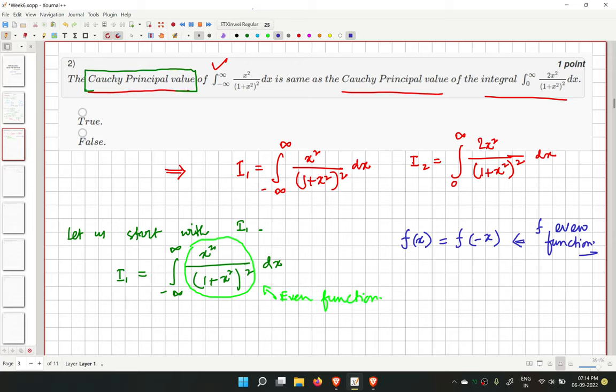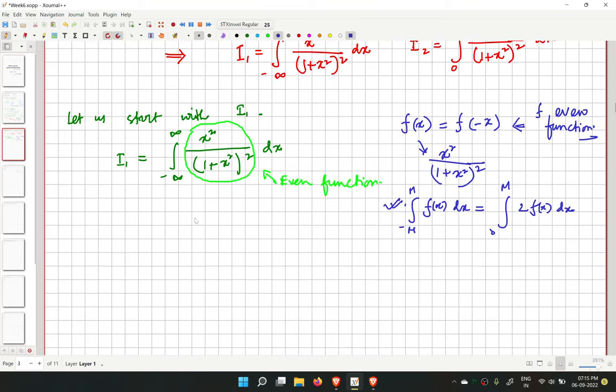Okay, and you will see that the integrand here, which is x square by (1 plus x square) whole square, is an even function. And we'll use this property for even functions and say the integration of minus m to m f(x) dx is equal to 0 to m integration 2 f(x) dx. How this is true, I will show you shortly. Okay, so let us show this by using this integration as an example.